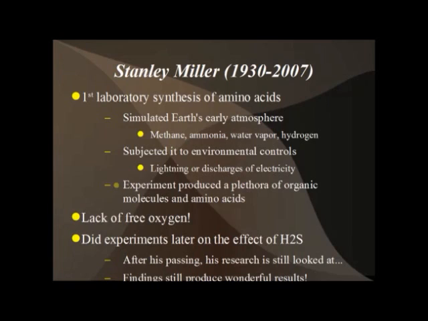They simulated Earth's early atmosphere by compartmentalizing methane, ammonia, water vapor, and hydrogen, and then releasing it into a larger flask. Then they subjected this mixture of the Earth's early atmosphere to environmental controls. They could let it undergo high doses of ultraviolet radiation, or in this case, they simulated lightning by discharges of electricity. And what the experiment produced was a plethora of organic molecules and amino acids. The one caveat to this, though, is that they did not include oxygen.